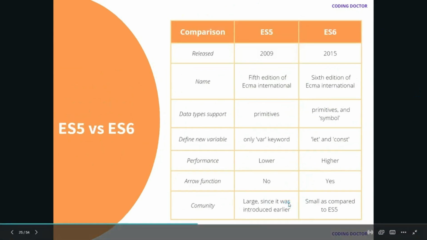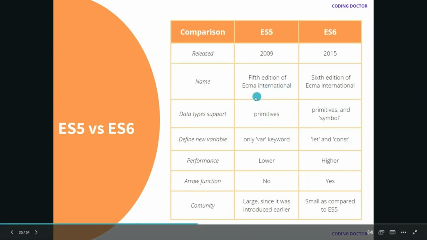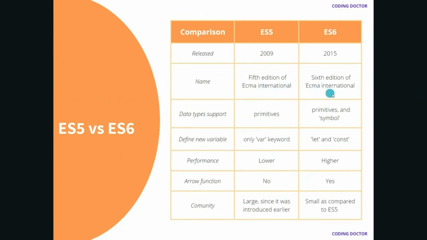Next question is ES5 versus ES6. ES stands for ECMAScript. ES5 is the fifth edition of ECMA International, whereas ES6 is the sixth edition of ECMA International. In ES5 we have only the var keyword, whereas in ES6 we have let and const. ES6 is more performant than ES5. We can use arrow functions in ES6.